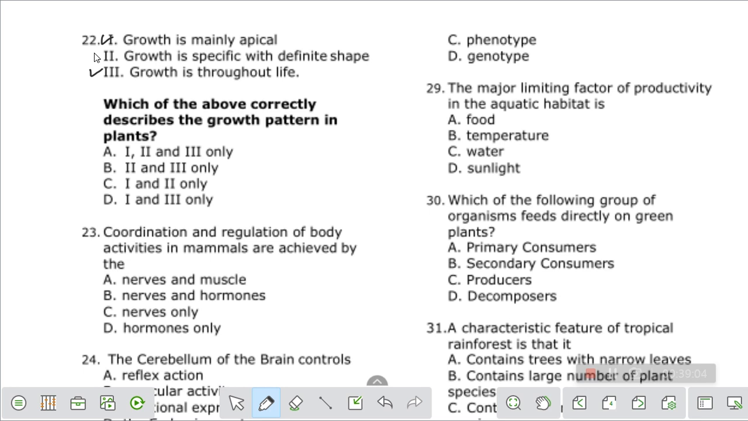So growth in plants is what? Throughout life. Now it has an indefinite number of parts, right? So it is mainly restricted to a place. That is the growing regions and body parts, right? So the answer is 1 and 3, because growth is not specific, with definite shape. But growth is mainly apical, right? And growth is throughout life. So that's why we go to option D.